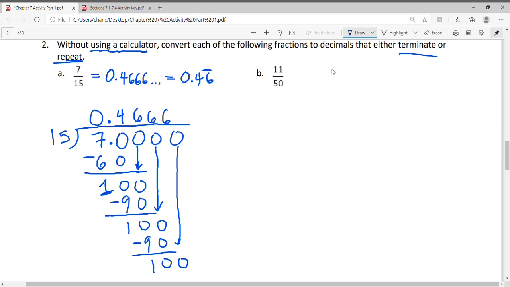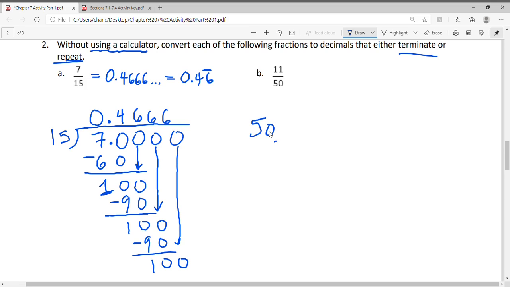Please pause the video and try part B on your own. Hopefully you tried part B on your own and you did not use a calculator. Remember, you're not supposed to use a calculator for this question.